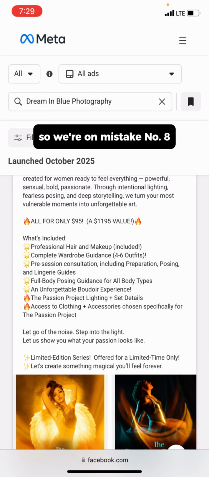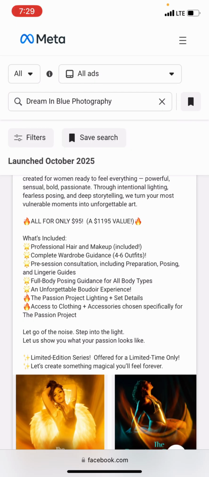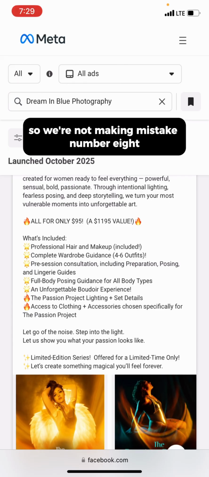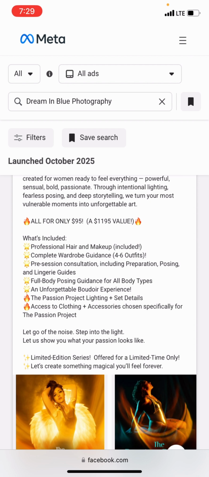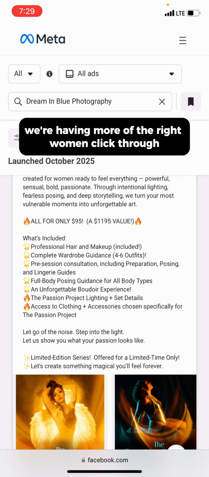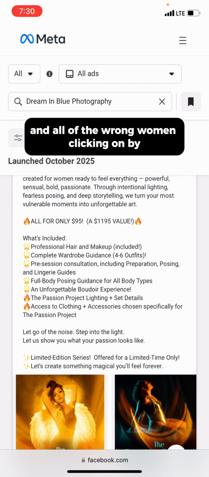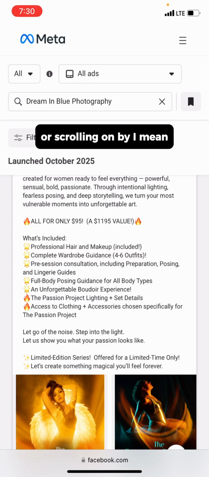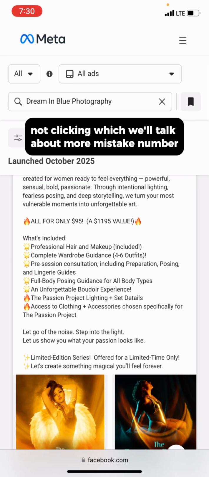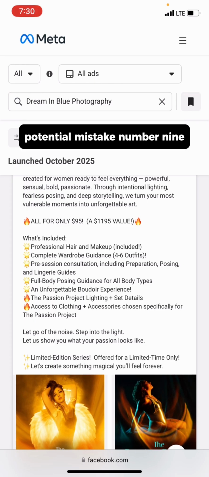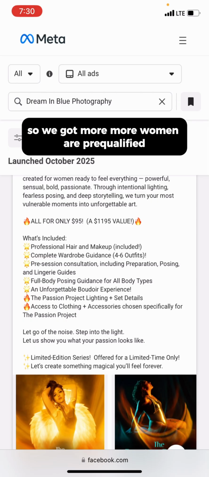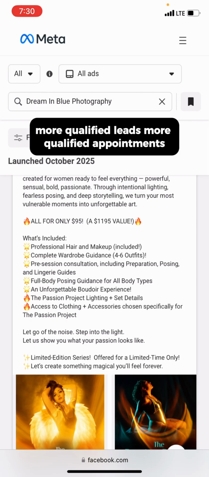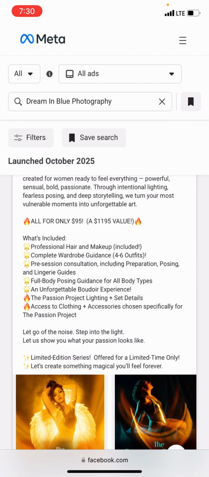So we're on mistake number 8. We'll talk about this phenomenon a little bit more on mistake number 9, but so we're not making mistake number 8. Mistake number 8 will be not having the offer here. But since we do have it here, we're having more of the right women click through and all of the wrong women scrolling on by, not clicking, which we'll talk about more in potential mistake number 9. So it's good. So we're going to have more women pre-qualified, more qualified leads, more qualified appointments.